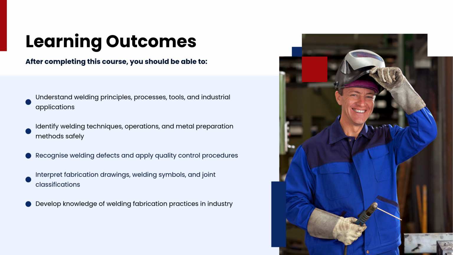Learning outcome. After completing this course, you should be able to understand welding principles, processes, tools, and industrial applications. Identify welding techniques, operations, and metal preparation methods safely. Recognize welding defects and apply quality control procedures. Interpret fabrication drawings, welding symbols, and joint classifications. Develop knowledge of welding fabrication practices in industry.